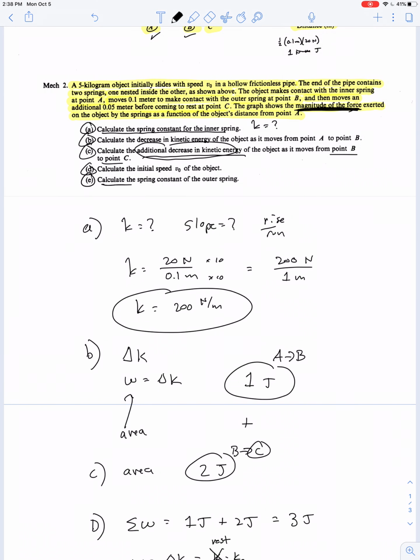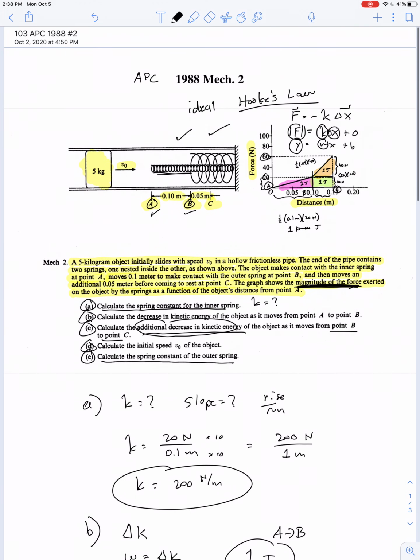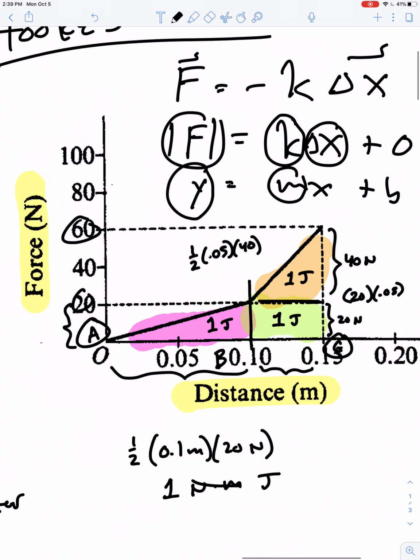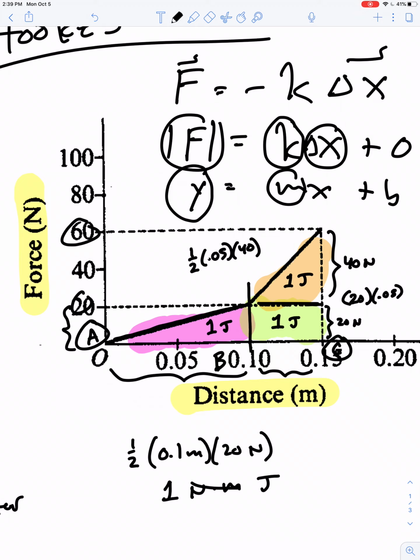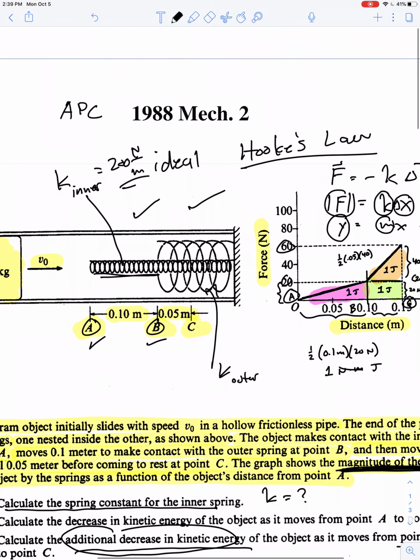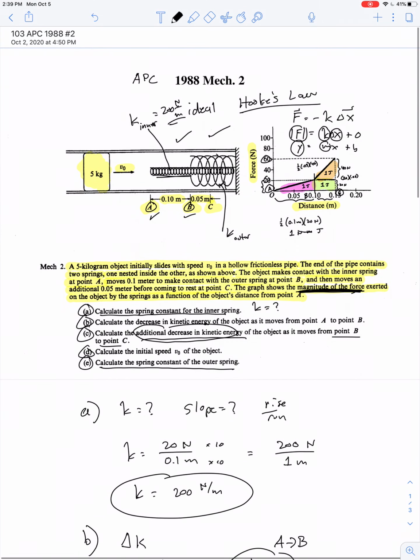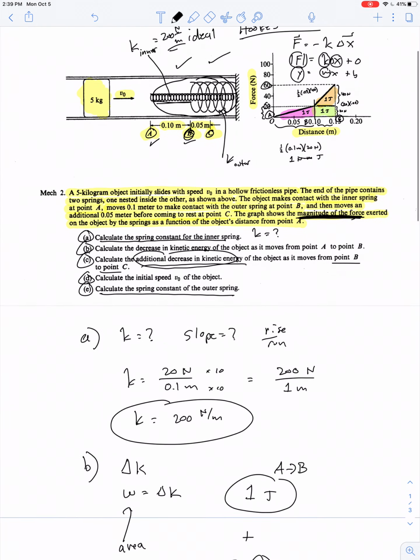Part E, calculate the spring constant of the outer spring. So we know this inner spring has a K, we'll call it K inner, equal to 200 newtons per meter. We have to find the value of K outer. Now you might think, well, wait a minute, the way we found this 200 was we found the slope of this line segment. So can't we find the K value of the outer spring by getting the slope of this line segment? Not quite, because the slope of that second line segment is actually an expression of the combined effect of the 2 springs acting together from point B to point C. So we need to take another approach to it.